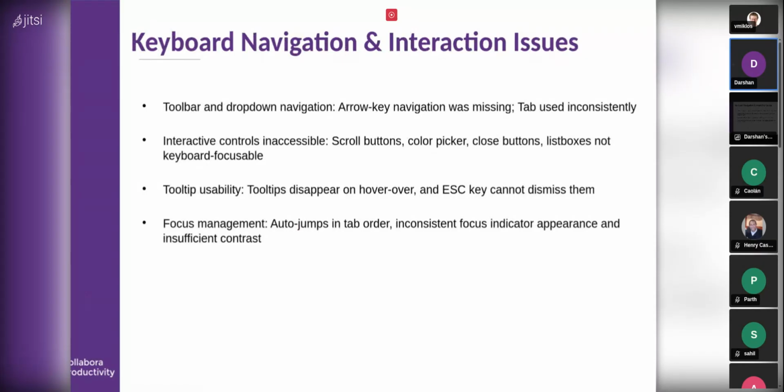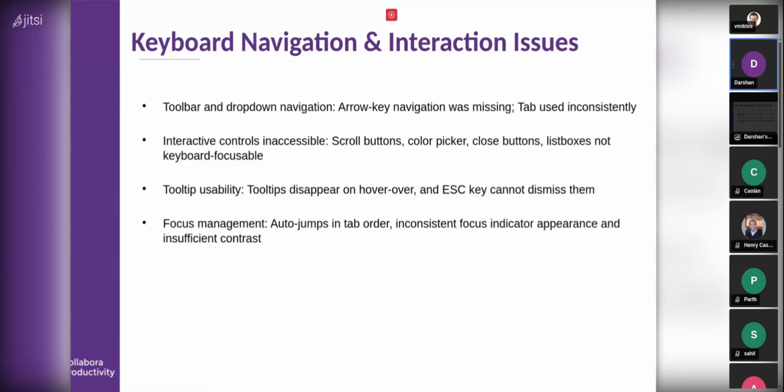Okay, so after the HTML structural fixes, we should also focus on keyboard navigation and interaction issues. Even if we don't have access to our mouse, each and every button and element on the screen should be focusable by the arrow keys or the tab key. For toolbars and drop downs, the expected arrow key navigation was often missing. Users had to rely on inconsistent tab key behavior, which made interaction very confusing.